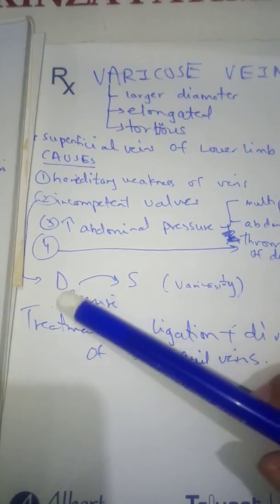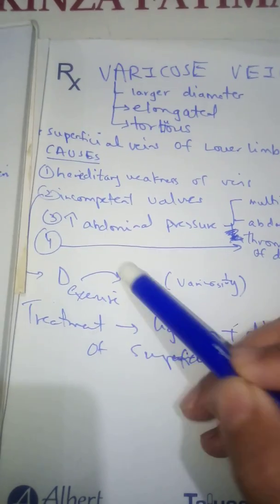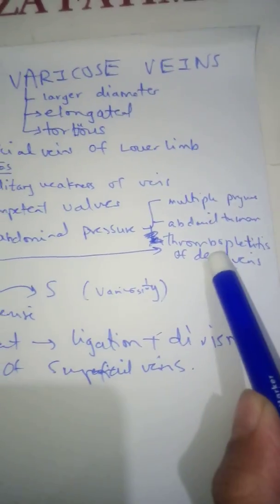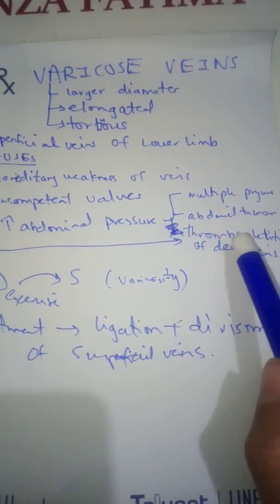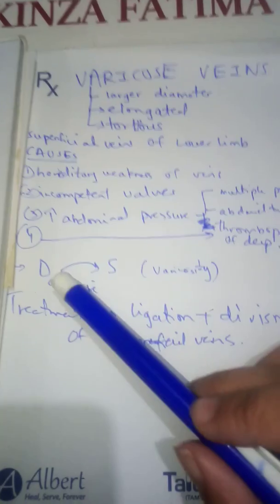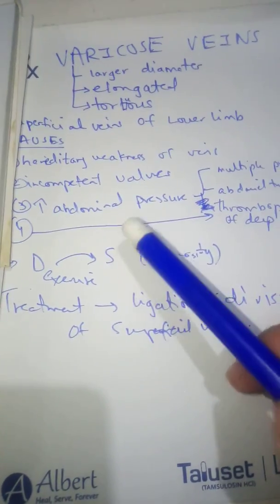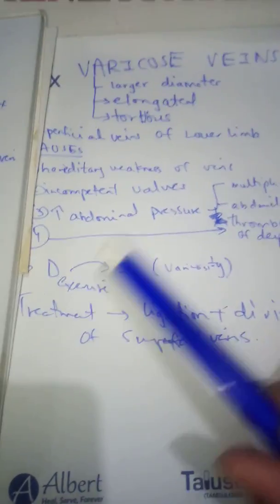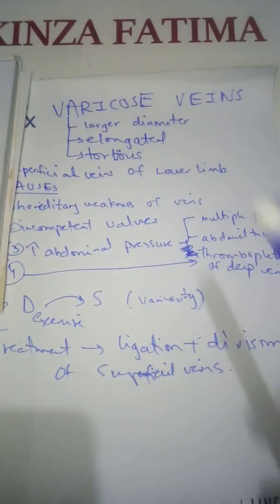In exercise, when there is incompetence of the valves, the deep venous pressure is transmitted to the superficial veins and hence forms the varicosity. Another cause is thrombophlebitis of the deep veins, where there is infection or inflammation of the deep veins. So the workload on the superficial veins increases, and they become tortuous, elongated and larger in diameter. The treatment of varicose vein is ligation and division of the superficial veins.